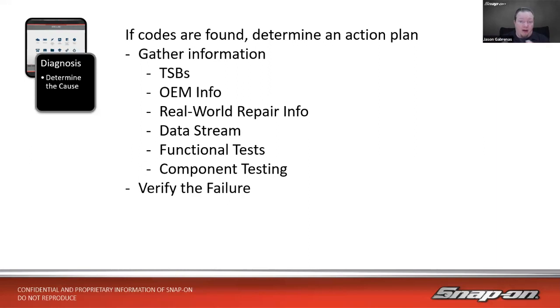Also real world repair info. What have other technicians done in this particular case with this vehicle, with this code? What was done to fix it? Data stream, we'll probably be reading PID data if we're trying to diagnose a drivability problem or an engine light or something. So I need to know what PIDs to look at and things of that nature.